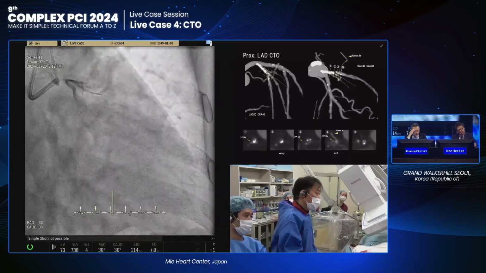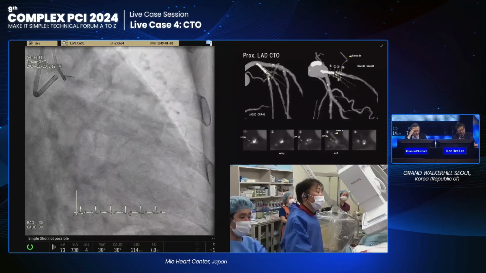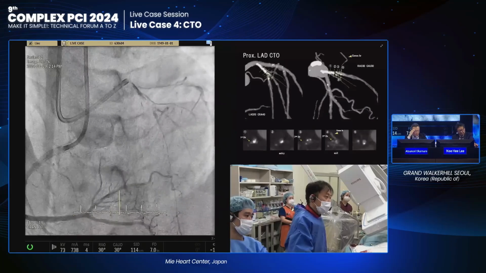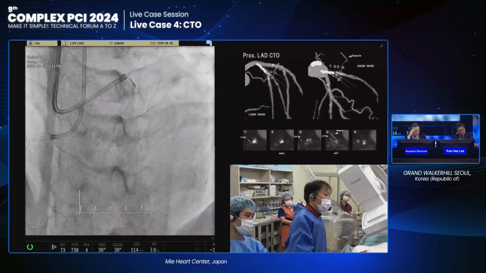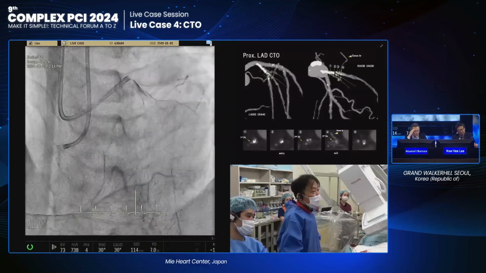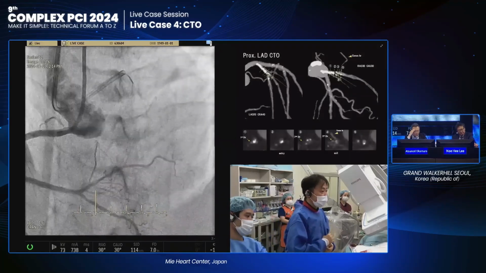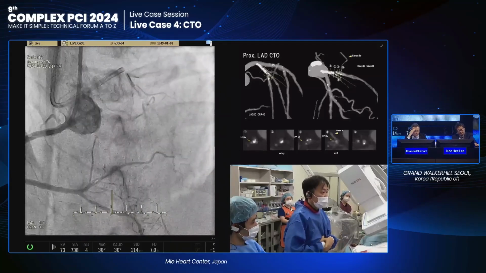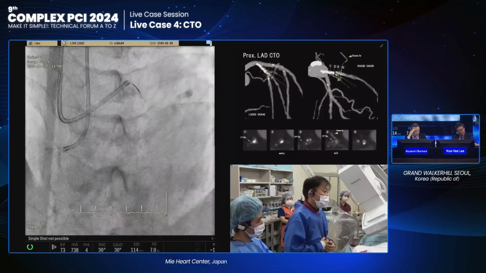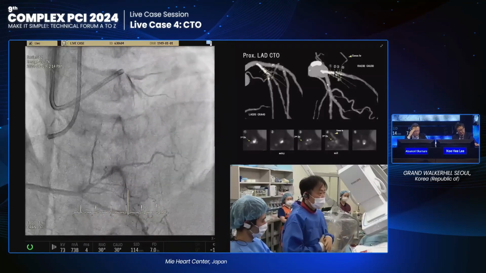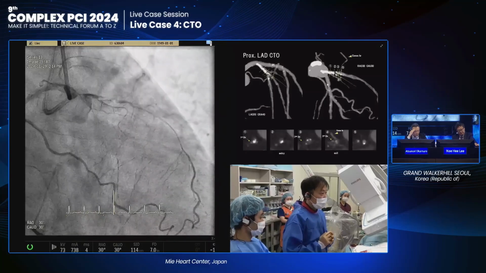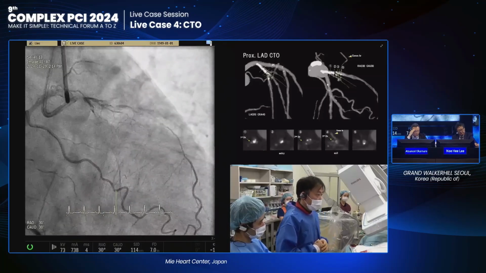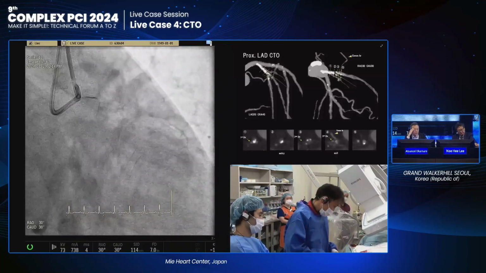This is a tip injection from the RAO caudal view. From the antegrade flow, we cannot see. So we should check the bilateral shot with the tip injection from the antegrade side. The injection is not perfect, but we can see the distal landing zone like this. You can see it's a very short region. In the RAO caudal view, we can also see a very short CTO segment at the middle of the LAD. This is the current situation.